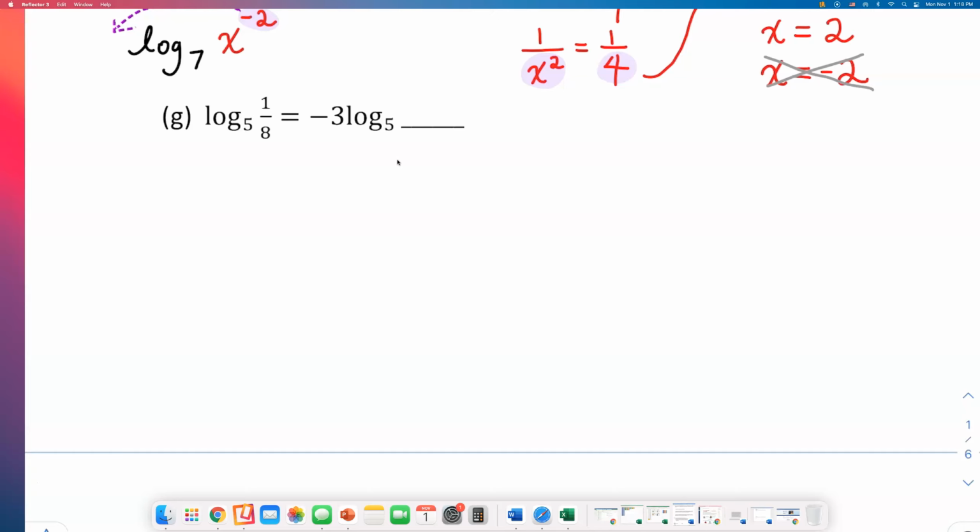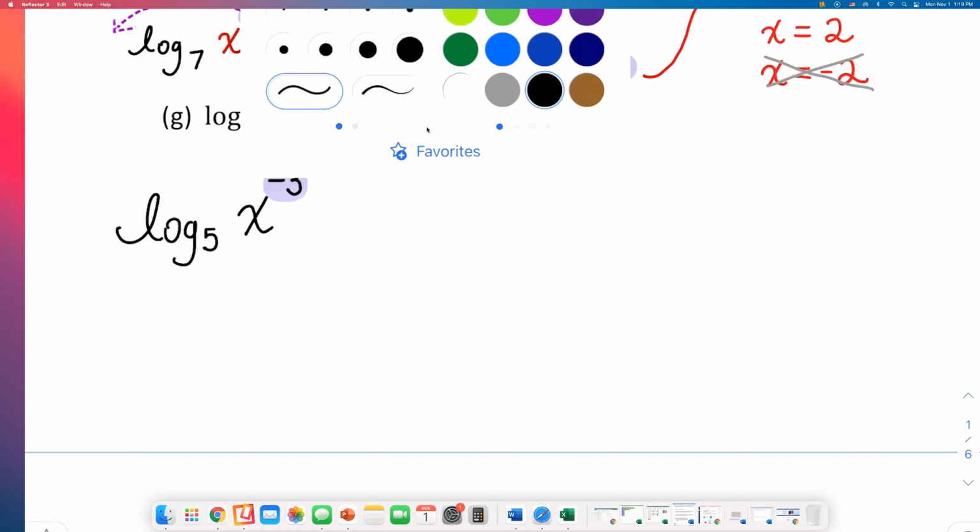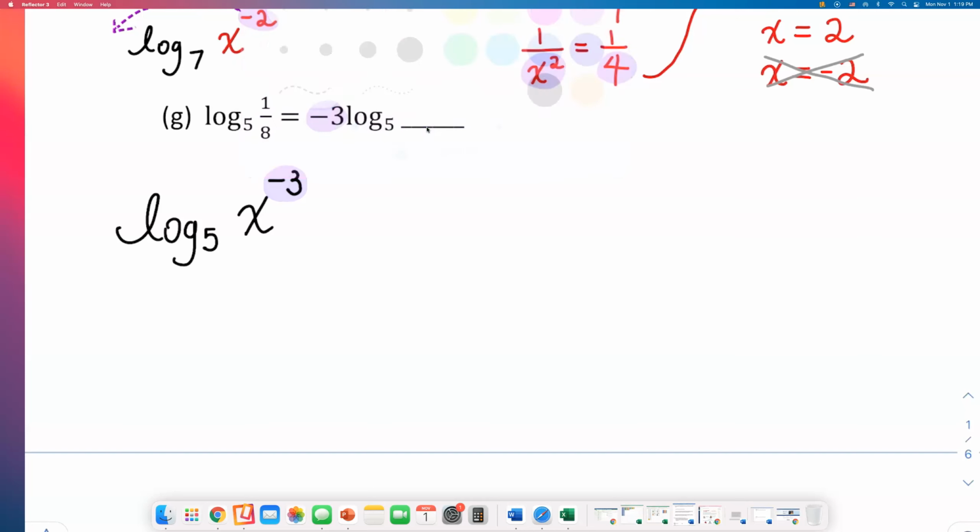What we got is log base 5 of 1 over 8 equals negative 3 log base 5 of something. So what they did was they rewrote this 1 over 8. They had log base 5 of x to the, now look, what number came down in front of it? Negative 3. So the exponent must be negative 3, right? The exponent must be negative 3. That's why this negative 3 came down in front of that log expression.